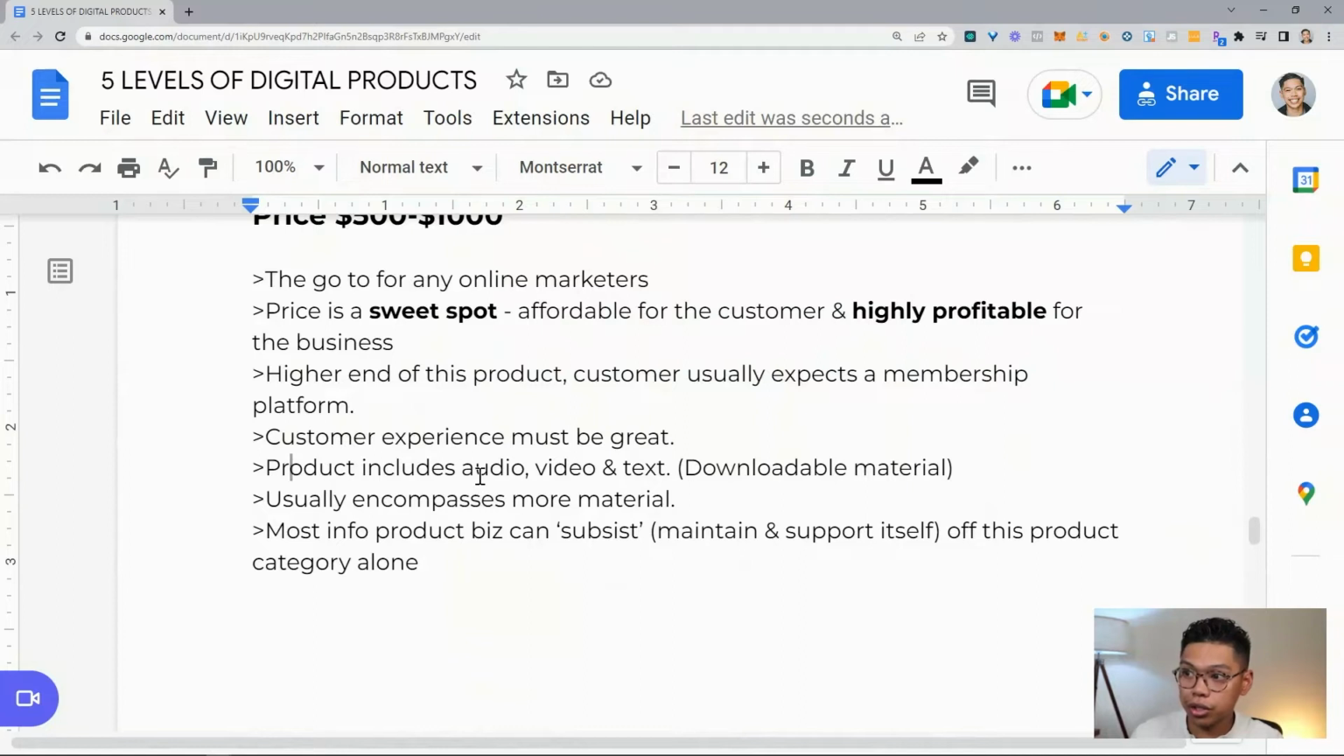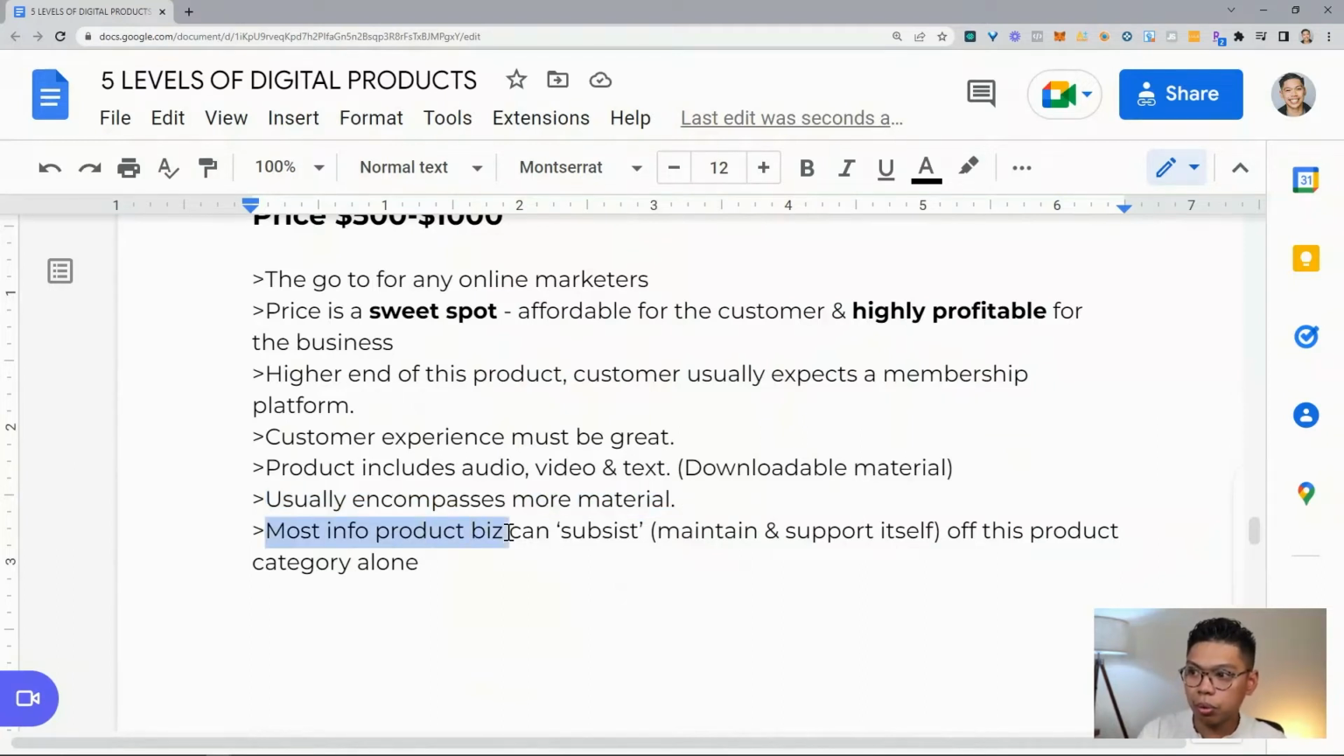The product usually would include audio, video, text, and possibly some downloadable material. You don't want all this. It usually encompasses more material, so there's a lot more information, right? And I'm not just saying have 1,000 videos, 100 videos. I'm talking about the width of the information to connect, to make it like, wow, this is great.